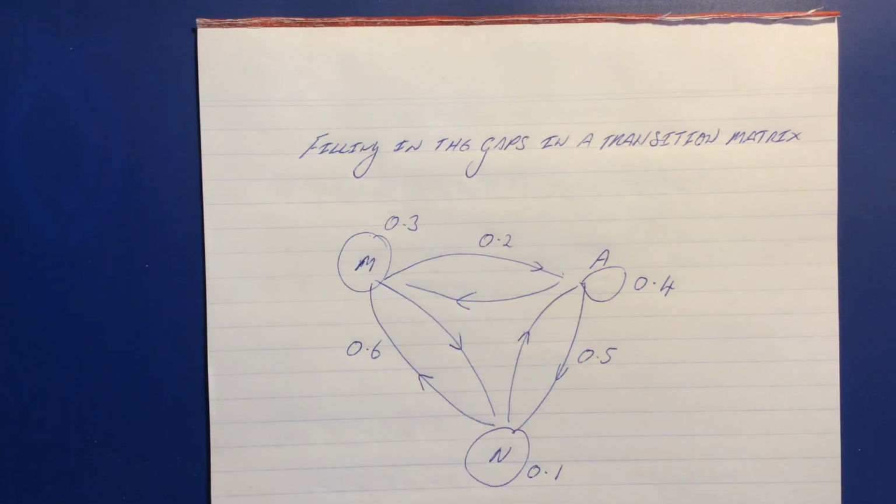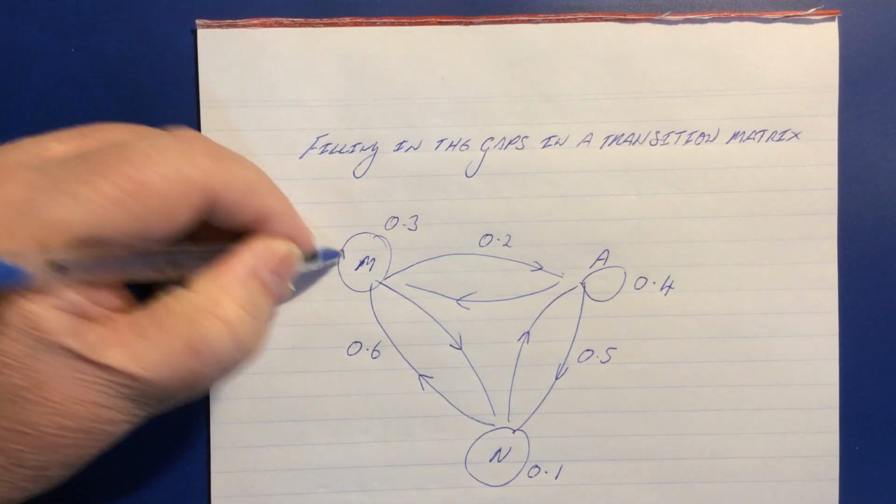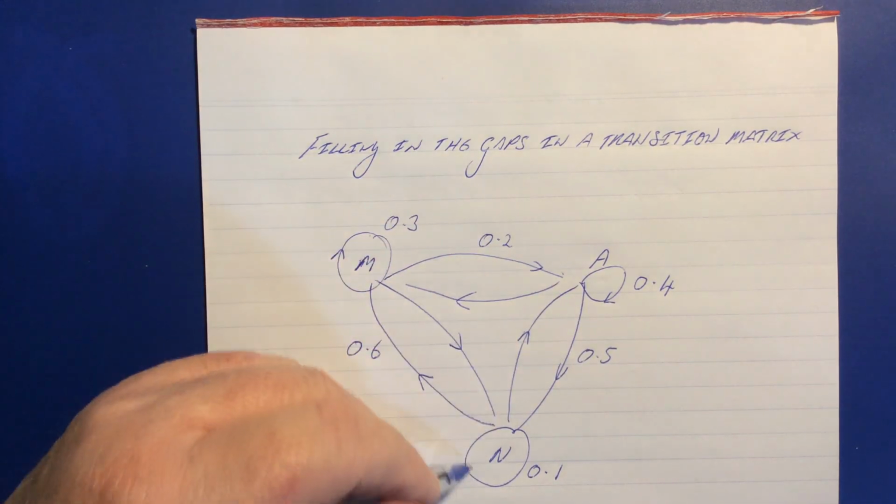And today we're going to do a little bit more than the title suggests. We will fill in the gaps in a transition matrix, but we're also going to fill in the gaps in this network. However, we're going to use the transition matrix to do that. Now, a little bit of explanation. What does all of this mean?